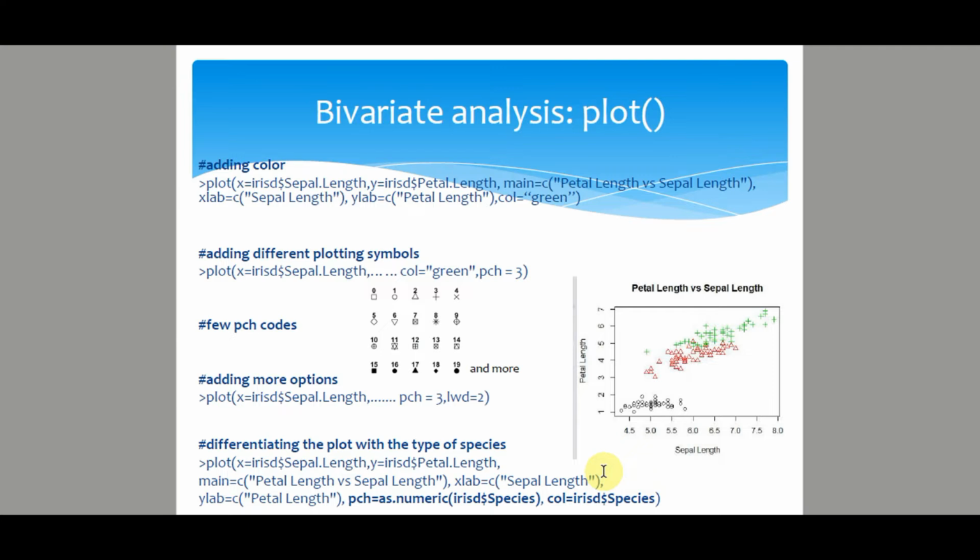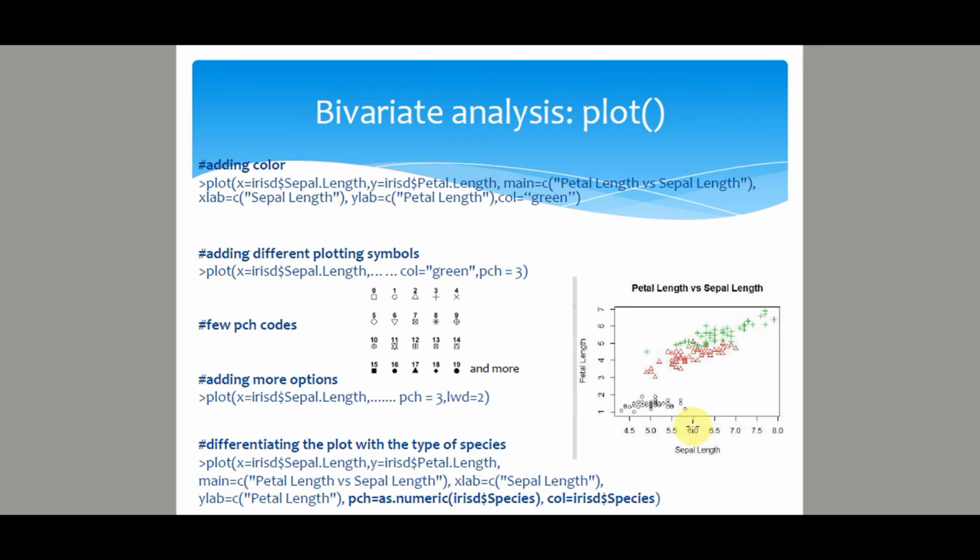Now let's make the diagram a bit more attractive by adding some colors and symbols to it. To add a new color, use the word col is equal to green, and for plotting symbols, pch is equal to 3. This gives the same plotting symbol for all the data points. However, we want to differentiate the plot values with the types of species, then specify our plotting symbols pch is equal to as.numeric iris $species, and also the same for the color using col is equal to iris $species.